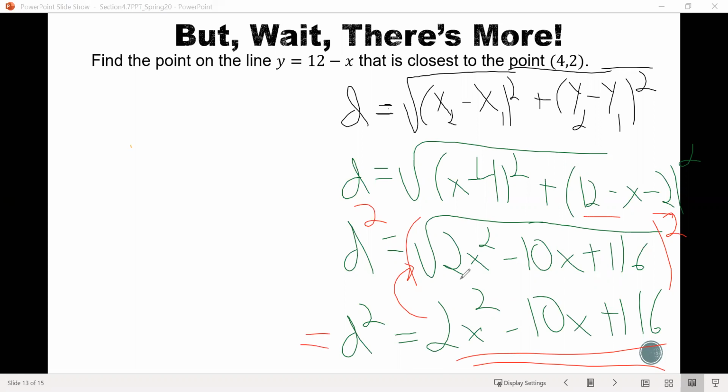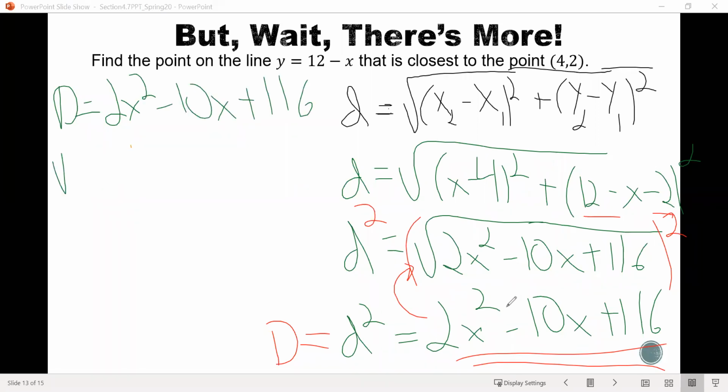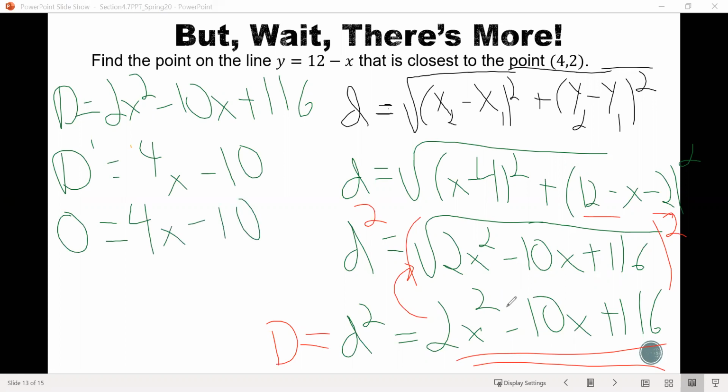So I'm going to call this value capital D now instead of d squared, just to simplify things. So we have D equals 2x squared minus 10x plus 116. Take our derivative here, we get D prime equals 4x minus 10. Set that equal to 0. And when we solve that, we end up with x equals 10 over 4, or 5/2.